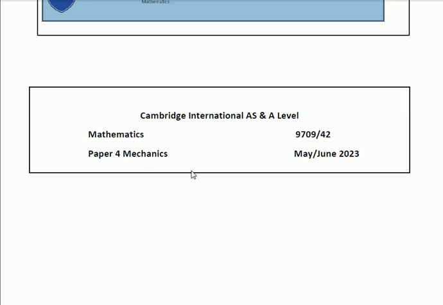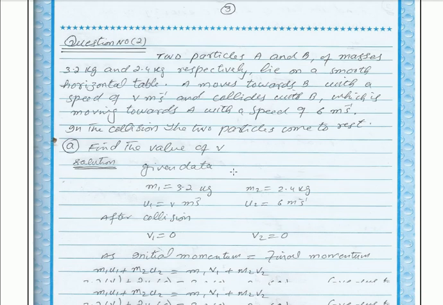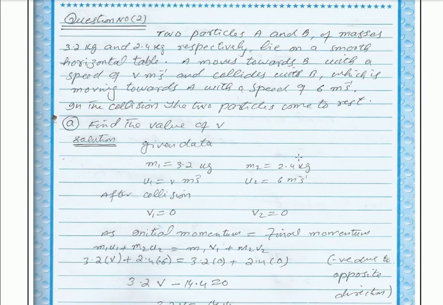In paper 4 mechanics session May June 2023, the question number 2 is: two particles A and B of masses 3.2 kg and 2.4 kg respectively lie on a smooth horizontal table. A moves towards B with a speed of v meters per second and collides with B, which is moving towards A with a speed of 6 meters per second. In the collision, the two particles come to rest. Find the value of v.